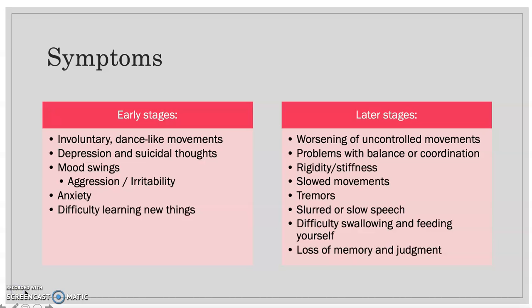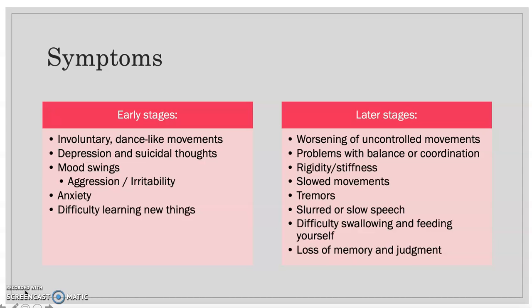Many symptoms were indicated throughout the advancement of the disease in the previous slides describing the 5 stages, but here is a list of overall symptoms one would experience having Huntington's. These symptoms include, in the early stage, involuntary, dance-like movements, depression and suicidal thoughts, mood swings, aggression or irritability, anxiety, and difficulty learning new things.